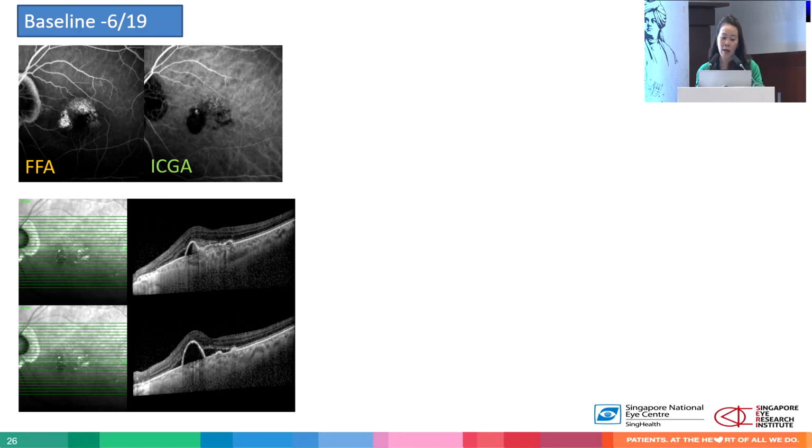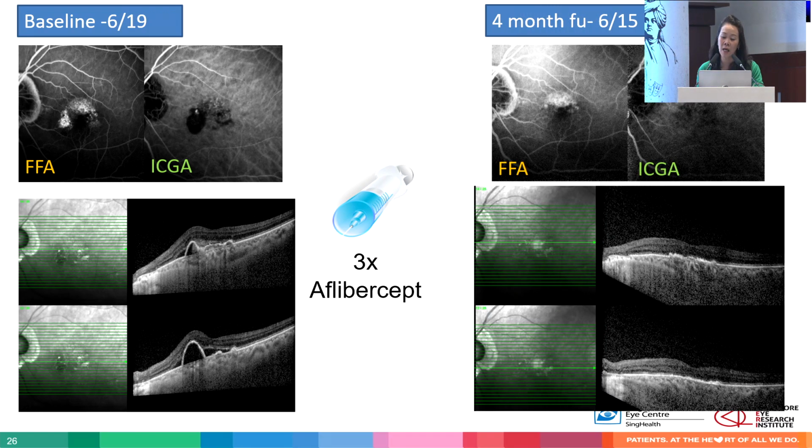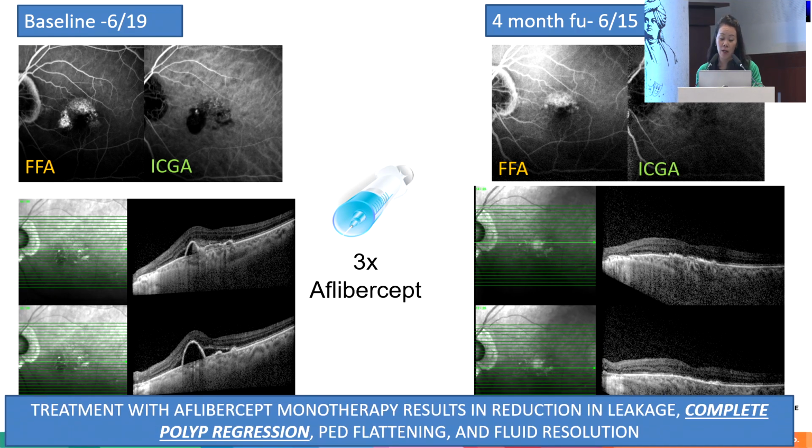Treat the patient, what happens? So at baseline, he's 6/19, 3 aflibercept injections later, and you see there's very nice regression. The polypoidal lesion is gone, even though there's some branching vascular network still there. So this is complete polypoidal regression, where the polyp goes away on ICGA, the PED flattens, and there's fluid resolution.